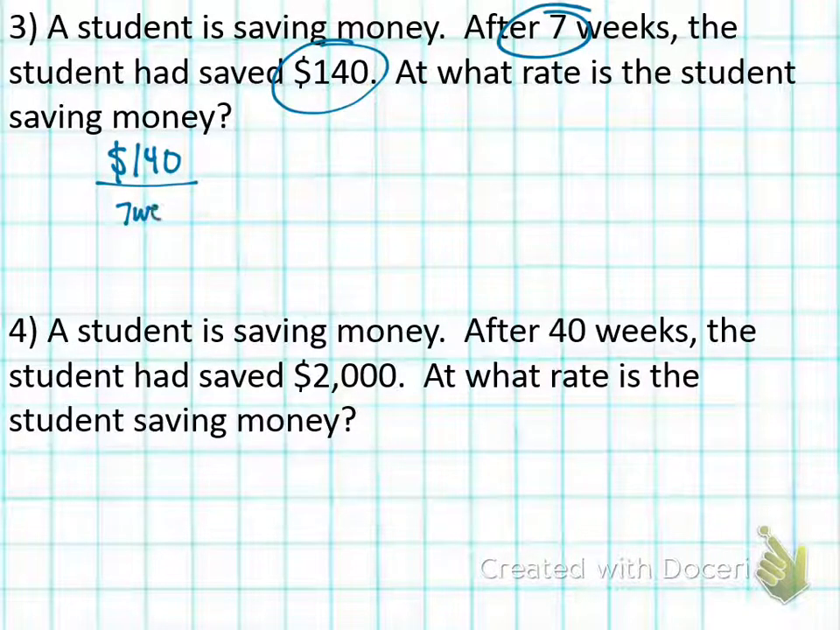Okay? Next step, what do we need to do? Divide by what? By 7, right? So what's 140 divided by 7? $20. And what's 7 divided by 7? 1 week, right? So this student is making $20 a week.